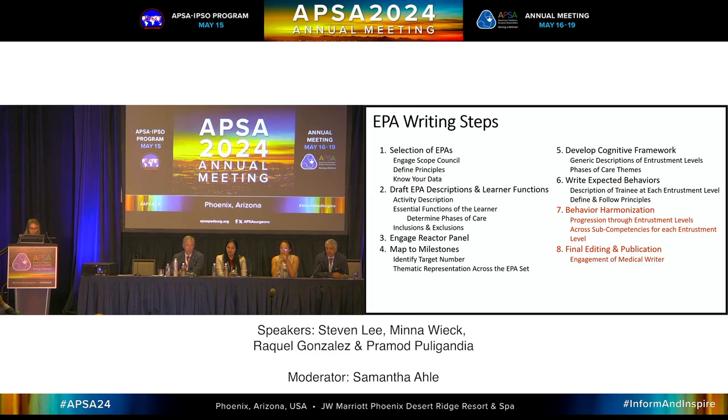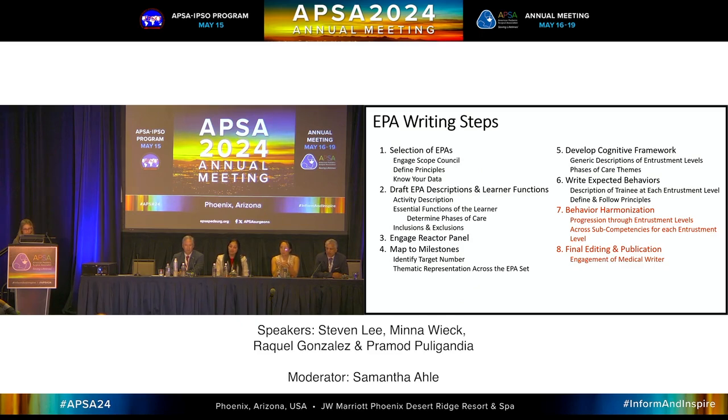And then they had to describe what we were actually trying to do with those EPAs, and that was to provide descriptions and learner functions. These then had to be vetted by the scope council to ensure that what they had envisioned was actually being done by the writing committee. And then we went ahead and started preparing the milestones. This included the mapping of the EPAs to the milestones, developing a cognitive framework, and then writing the expected behaviors. The two elements that are in red are where we are right now in the process.